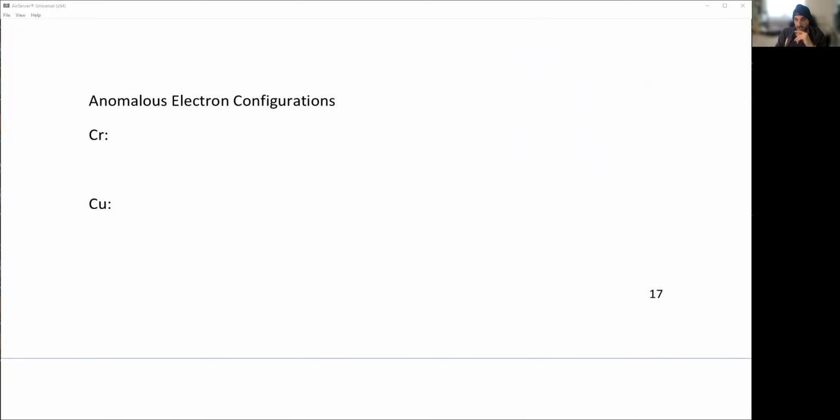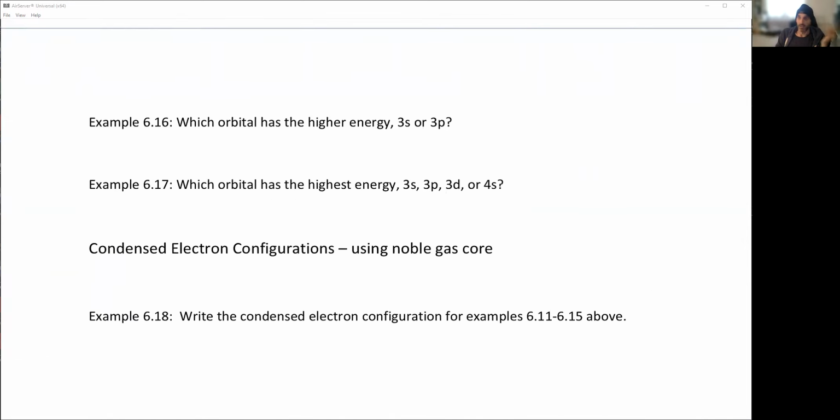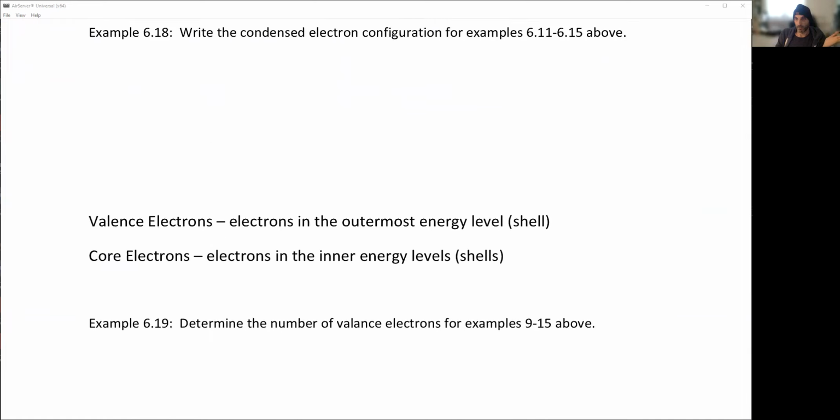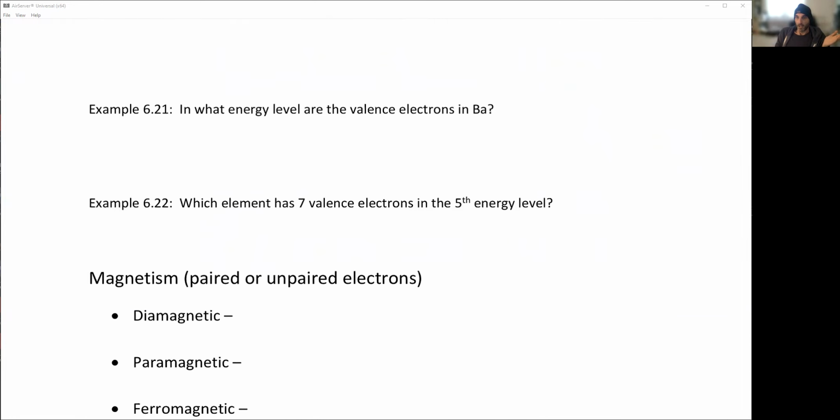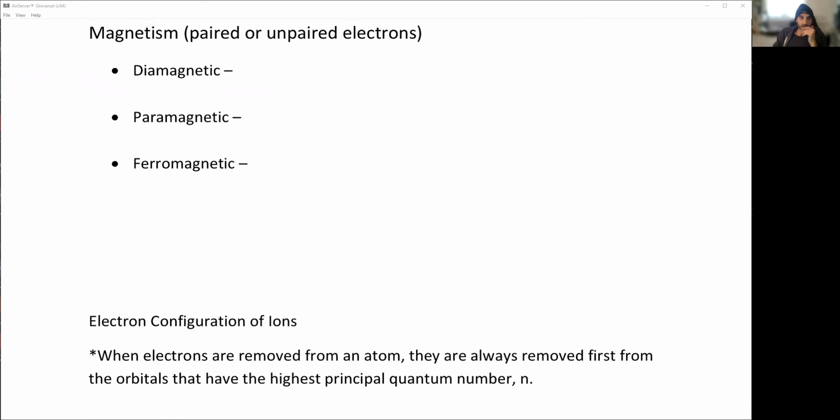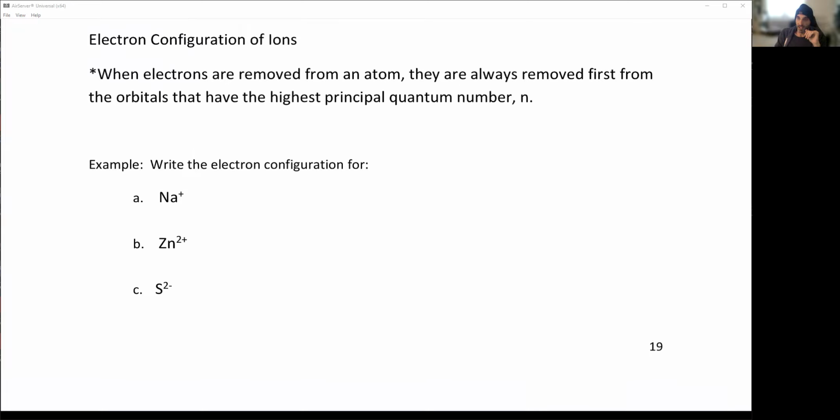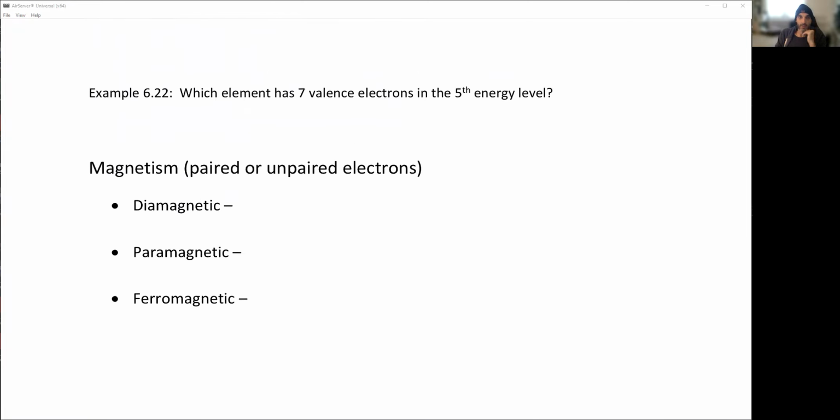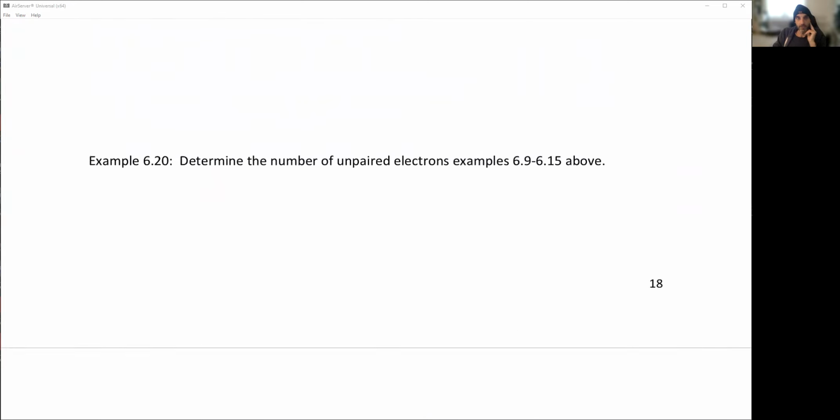Anomalous configurations. Write out the configurations you're expecting for chromium and copper, and we'll talk about why it's wrong, essentially. And then we'll walk through all of these problems together. One other thing is diamagnetism, paramagnetism, ferromagnetism. We'll actually talk about this in class, so let's not worry about that now. But yeah, this is it.